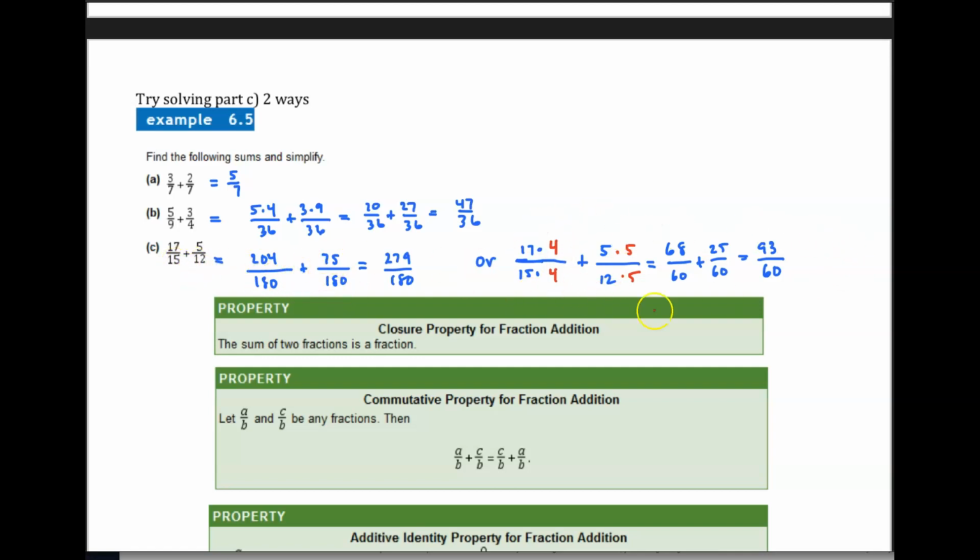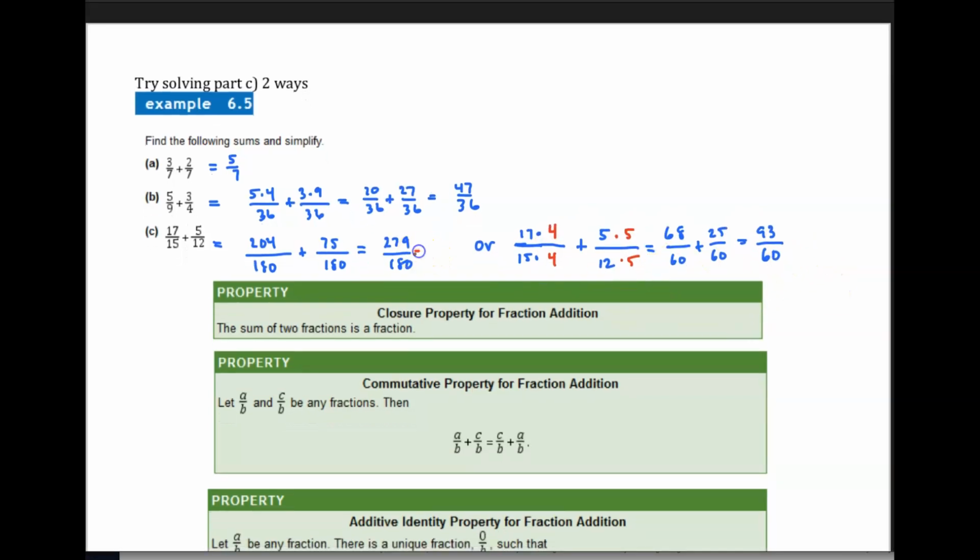Or again, using a common denominator approach, you can see what we get, and then this would simplify into 93 over 60, which actually simplifies further. I know 3 goes into that 31 times, and 3 goes into 60 20 times. So this would also then be 31 all over 20, since 3 goes into both of those.